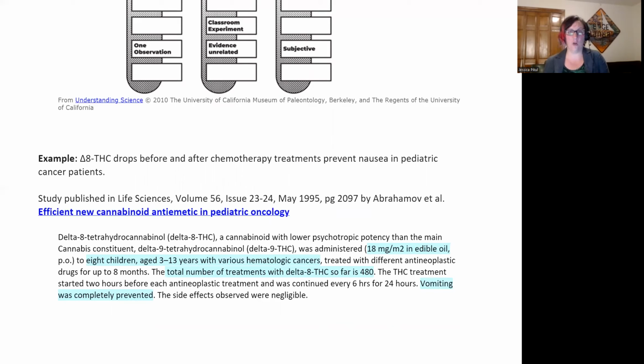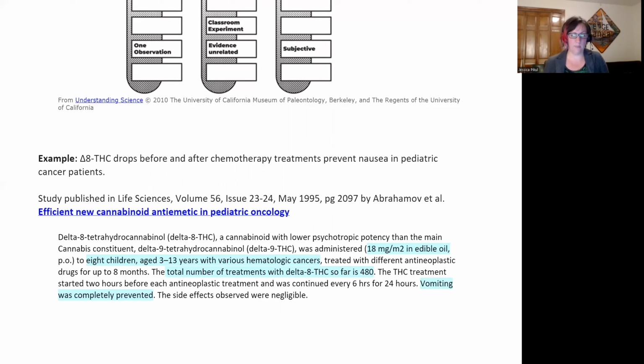So when orally administered drops of delta 8 THC are given both before and after chemotherapy treatments, they can prevent nausea in pediatric patients. We've got this study here. I've given the citation for it, but I've pulled out an excerpt and highlighted a few things. This is coming from the abstract of the journal article, and they go into a lot more detail following it.